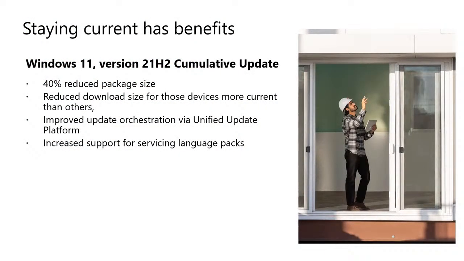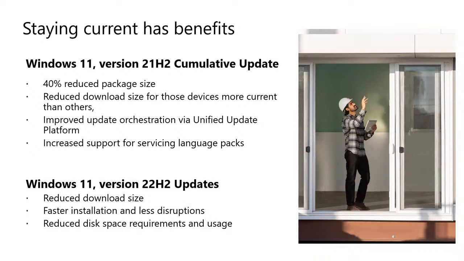With the release of Windows 11 version 21H2, we made significant improvements to Windows Update Foundation. This includes a redesigned cumulative update resulting in a 40% reduced package size, reduced download size for those devices more current than others, improved update orchestration via the Unified Update Platform or UUP, and increased support for servicing language packs. With Windows 11 version 22H2, we build upon this strong update foundation with performance improvements for both feature updates and cumulative updates. Let's take a closer look.